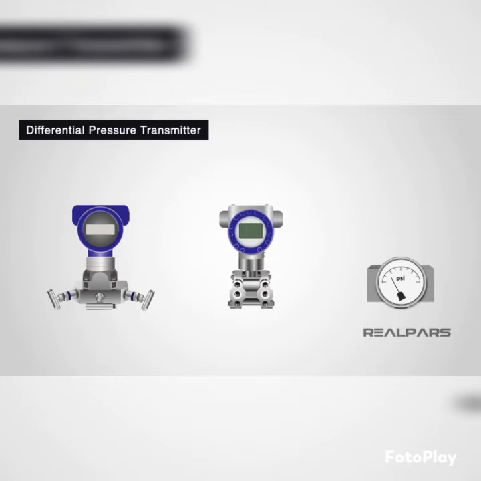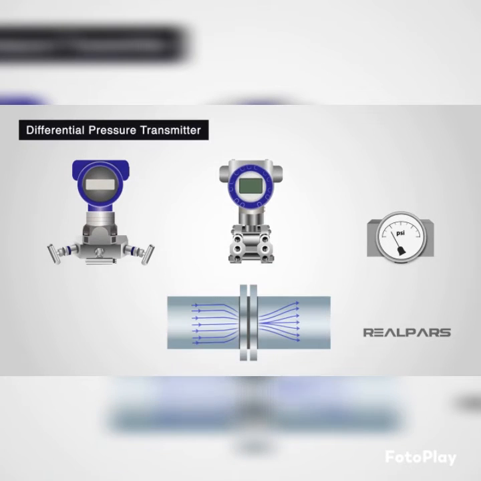In this lesson, we are going to discuss differential pressure transmitters. Simply put, a differential pressure transmitter is a device that measures two opposing pressures in a pipe or vessel.